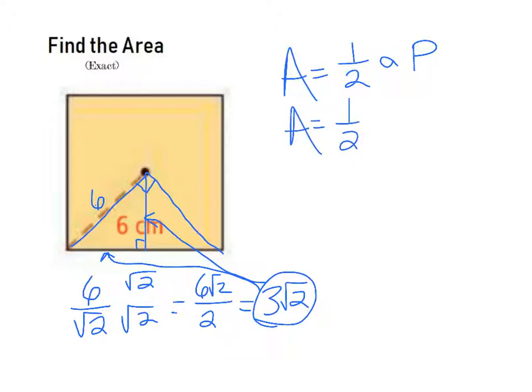I'm going exact. I'm going to write 3 root 2 on top. I don't know, maybe there'll be some reducing I can do. Okay, the perimeter. Well, the little piece here is 3 root 2, which means altogether this is 6 root 2. It's twice that. And 6 root 2 times 4 sides is 24 root 2. Up here then I have 24 root 2. And then I'm ready to reduce. The 2 and the 24 can reduce.